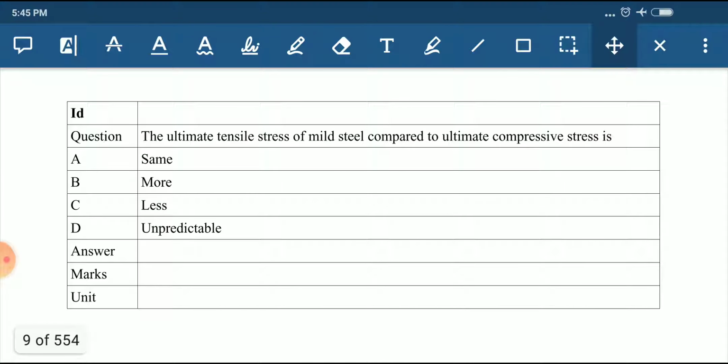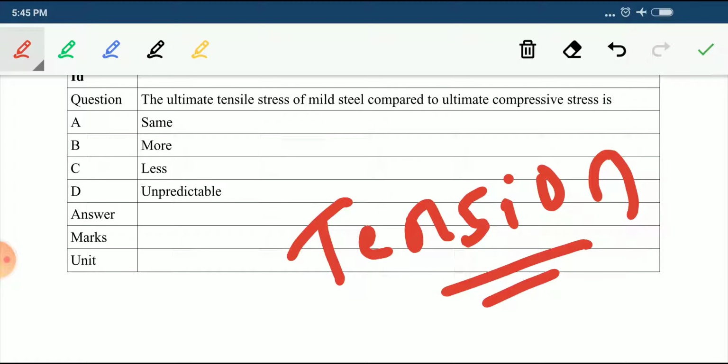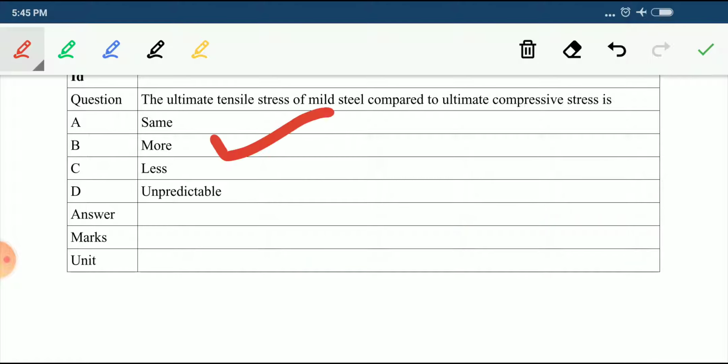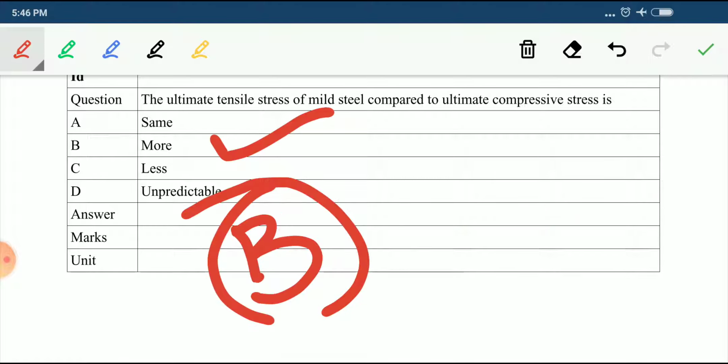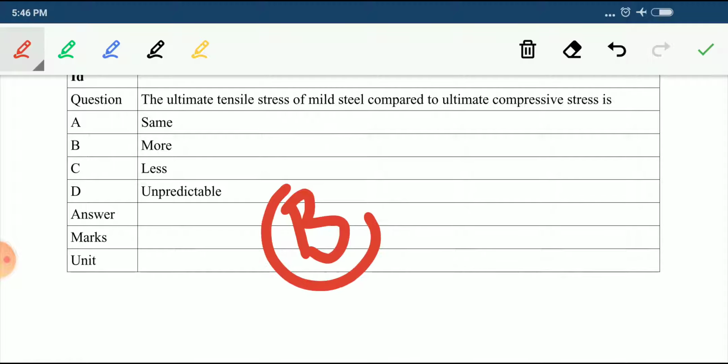Next, the ultimate tensile stress of mild steel compared to compressive stress. Is it same? Is it more? Is it less? Or is it unpredictable? Already you know, ultimate tensile stress of mild steel. Usually steel is strong in which? Steel is strong in tension compared to compression. So which is the correct answer? B is the correct answer. Tensile stress will be more as compared to the compressive stress for mild steel. Okay, which is the correct answer? B is the correct answer.